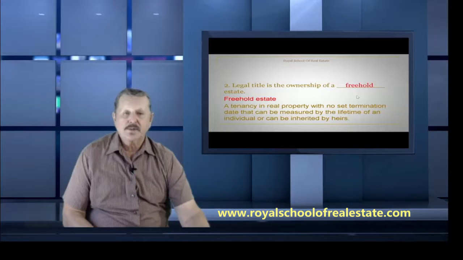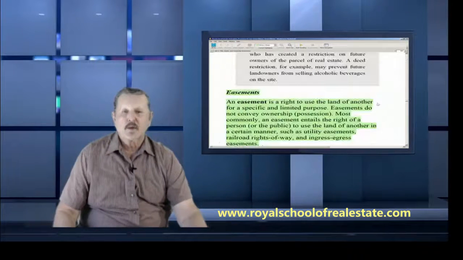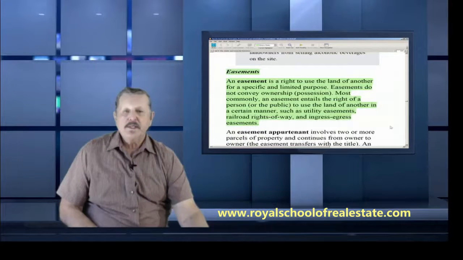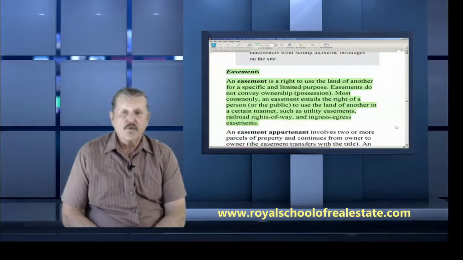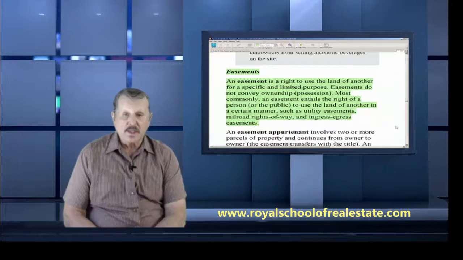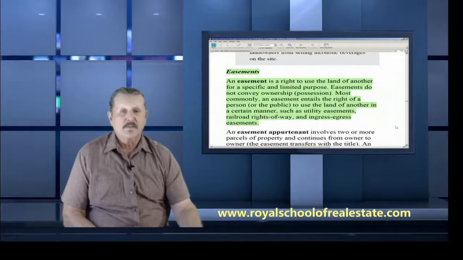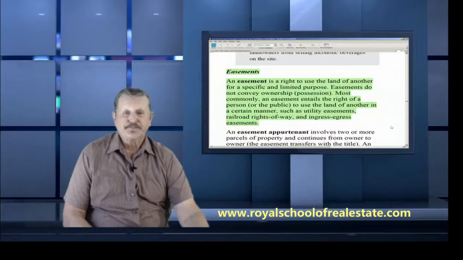And back to the book, and we'll go over easement. An easement is the right to use the land of another for a specific and limited purpose. Easements do not convey ownership or possession. Most commonly, an easement entails the right of a person or the public to use the land of another in a certain manner, such as a utility easement, railroad right-of-way, and egress and ingress easement. Get in the property and get out of a piece of property.